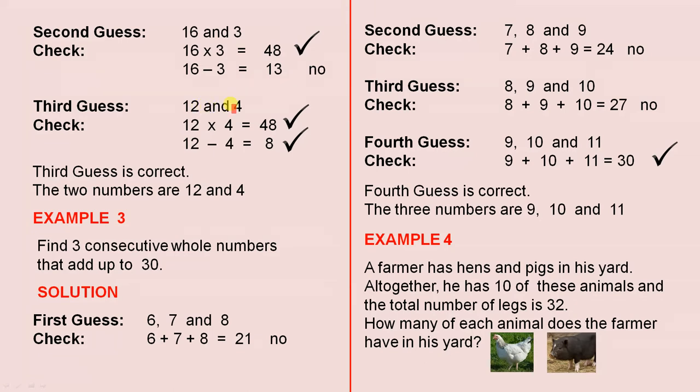Let's try 12 and 4. 12 fours are 48. 12 take away 4 is 8. Both of those are correct, so the third guess is correct, so the two numbers are 12 and 4.